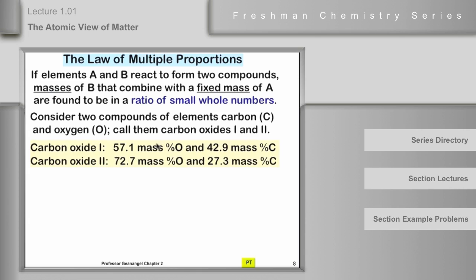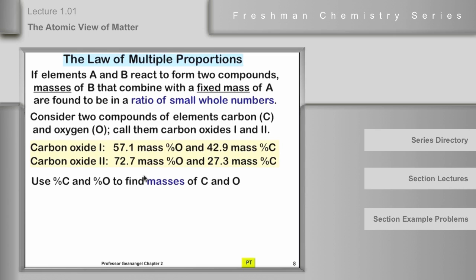Now, what we're going to do here is convert these mass percents to mass units. Whenever you have to do that, it's very easy because the percents are out of 100. So if we just take away the percents, then we'll have 57.1 grams of oxygen and 42.9 grams of carbon go together and make 100 grams of carbon oxide 1. Okay, so we're going to use the percent values to find the masses of C and O in both compound 1 and compound 2. Everybody comfortable with that? You know how percents work. It's nothing very spectacular there.